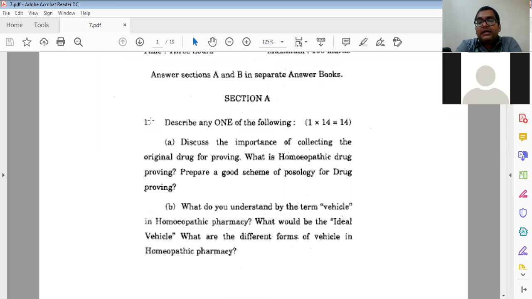When you are collecting a drug for proving, you have to see its quality and standardization. That is already in our book, and you have to know about it. You have to write about the preparation and quality of the drug. Then what is homeopathic drug proving, you have to write the definition and the process. Then describe a good scheme of posology for drug proving.